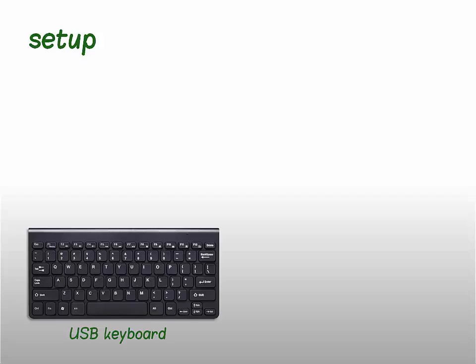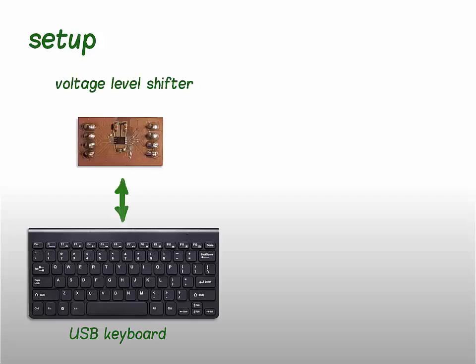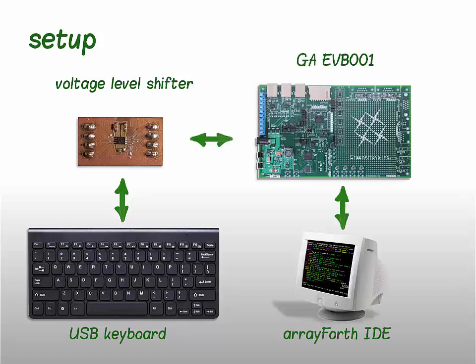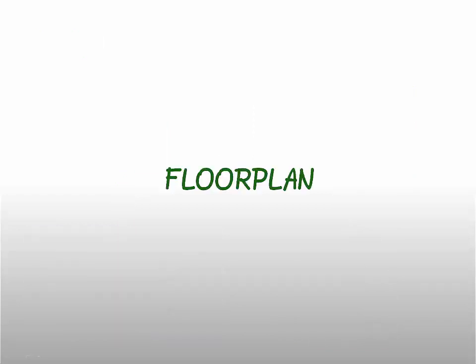The setup of this project then includes a USB keyboard, the voltage level shifter just shown, an eval board, and a PC with ArrayForth IDE. Now we start examining the software part of the project. First, let's see the floor plan.